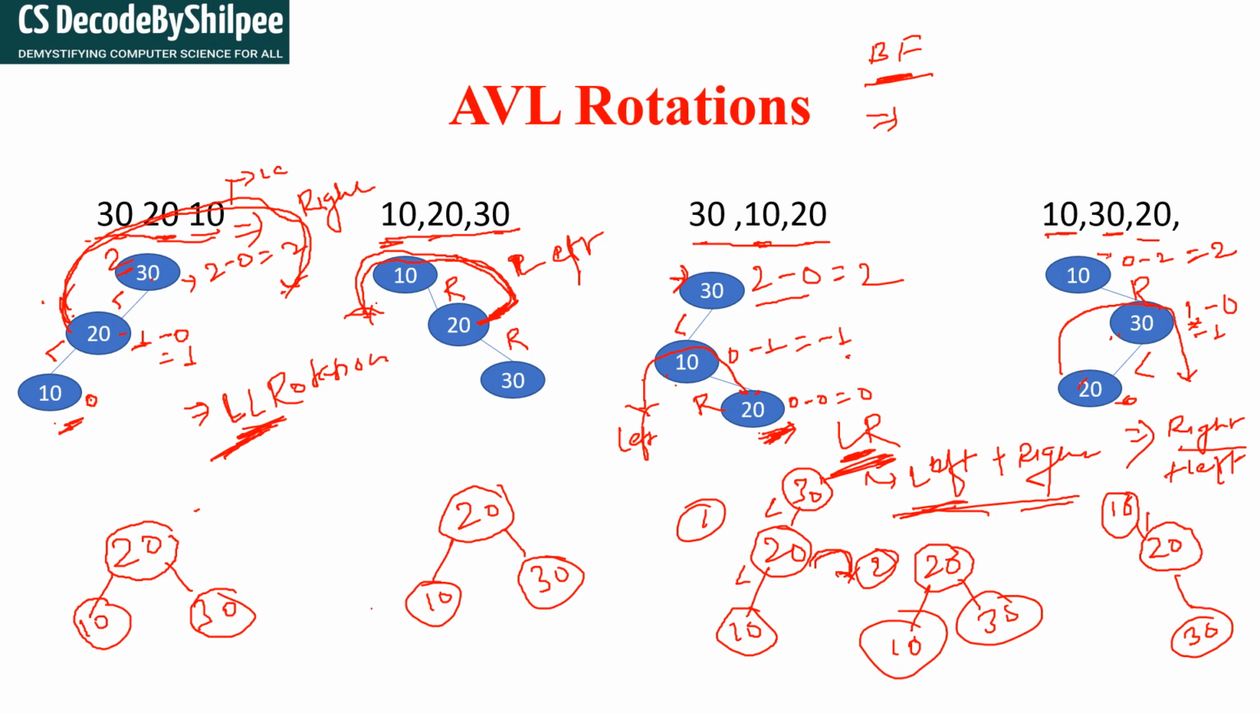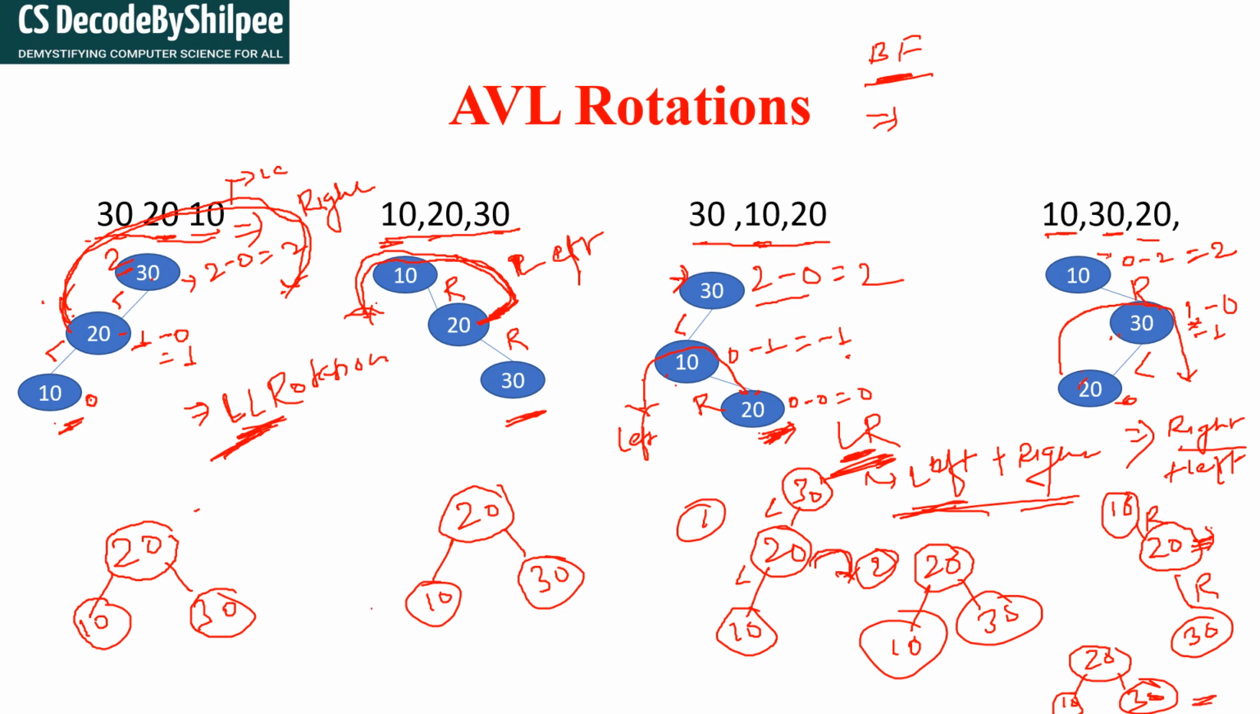So if you look at that, this is the RR rotation. If it is an RR rotation, what are you doing? You are performing a left rotation. For the left rotation, you are coming from the middle value, so what will you get? You will get 20, then on the left side 10 and on the right 30, right? So this is the RR rotation.